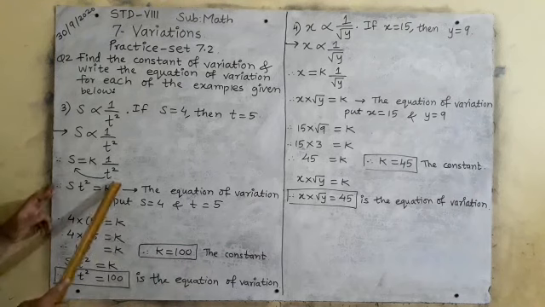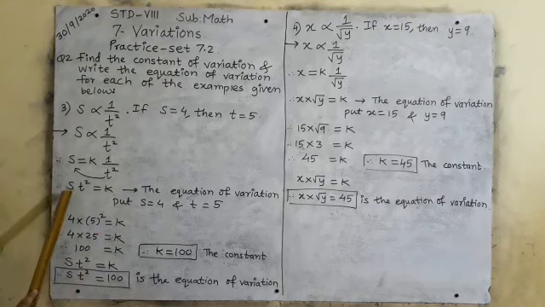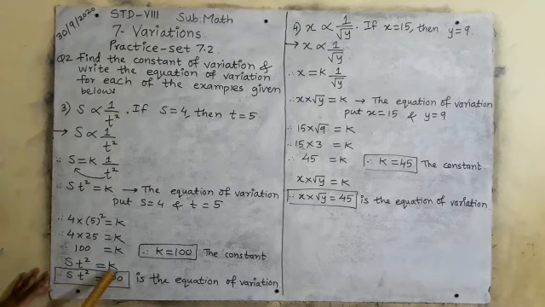Okay. Now we will write this equation again at the last. S multiplied by T square is equal to K. So instead of K we will mention over there 100. So therefore S into T square is equal to 100 is the equation of variation.